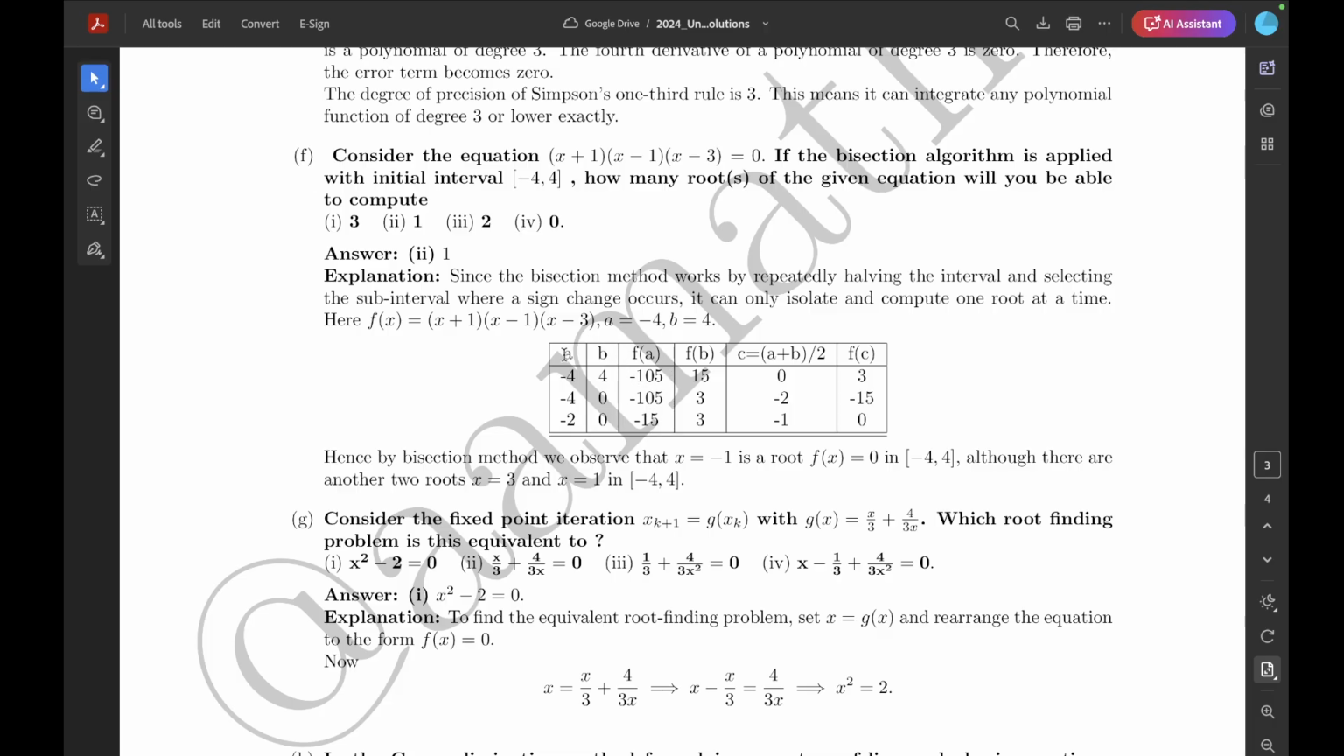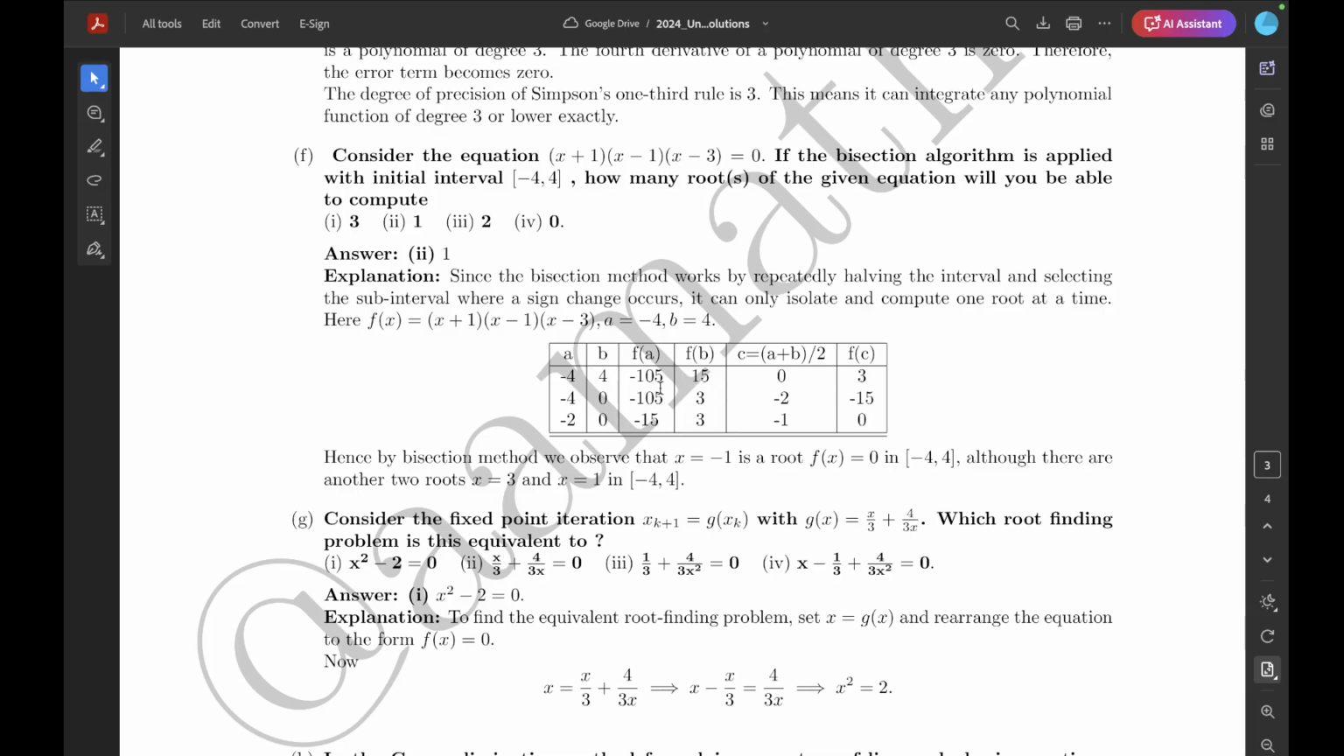In the bisection table, we have A, B, F(A), F(B), and C, the midpoint, A plus B whole divided by 2, and the corresponding value of F at the point C. So choose A equal to minus 4, B equal to 4. F(A) equal to minus 105, F(B) equal to 15. So F(A) into F(B) is less than 0. And C is the midpoint of this. At this point C, F(C) equal to 3. So F(A) is negative, F(C) is positive. So change the value of B, because B is positive here, the value of F at the point B is positive.